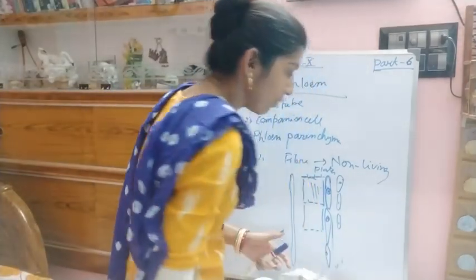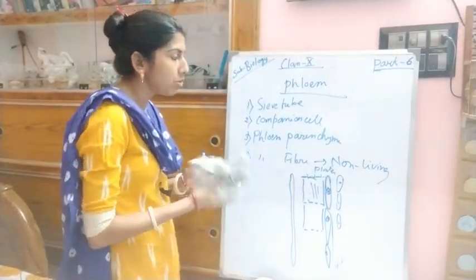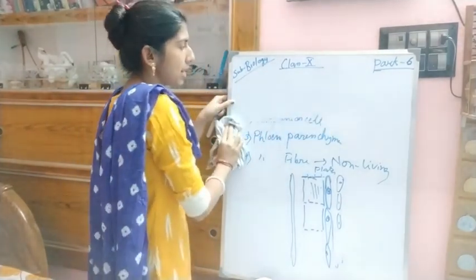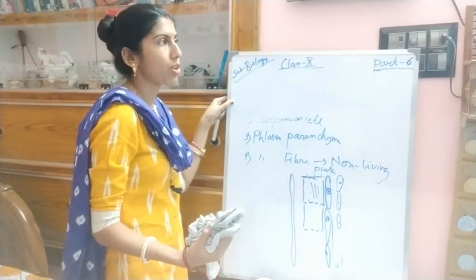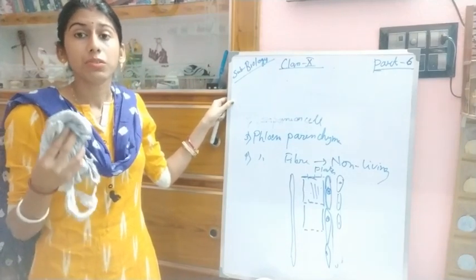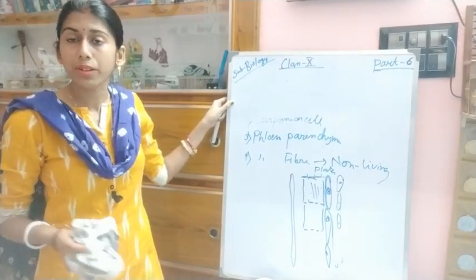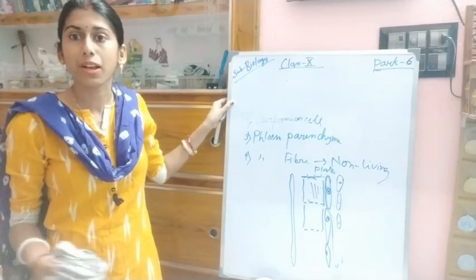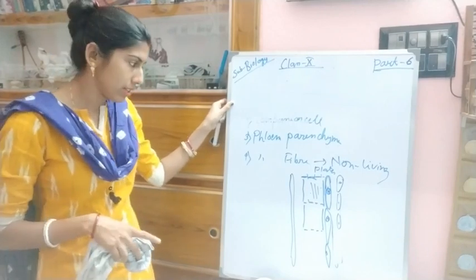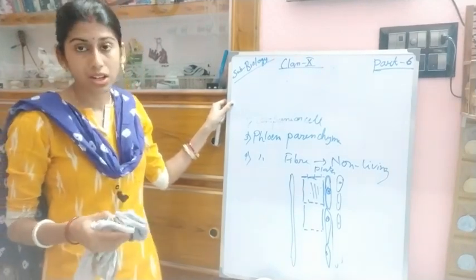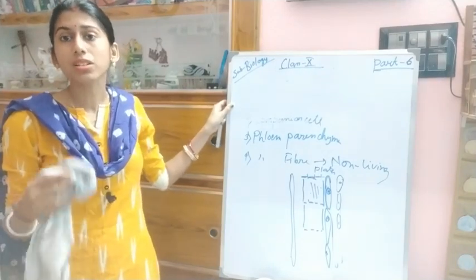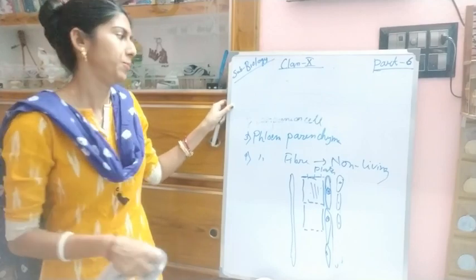Now if I say differentiate between xylem and phloem, easily you can do that. In case of xylem, it helps in transportation of water and minerals. In case of phloem, it helps in transportation of mainly food. In case of xylem, they are having 3 non-living parts, 1 living part, and in case of phloem, they are having 3 living parts, 1 non-living part. And in case of xylem, the direction is unidirectional, but in case of phloem, the direction of flow is bidirectional. How unidirectional and how bidirectional? Now we will see.